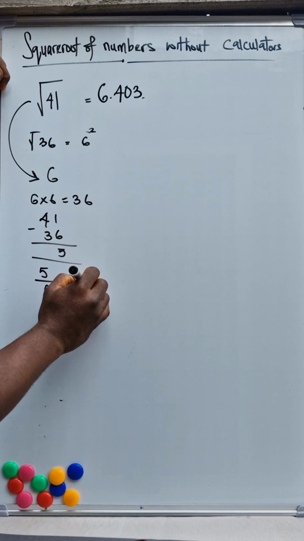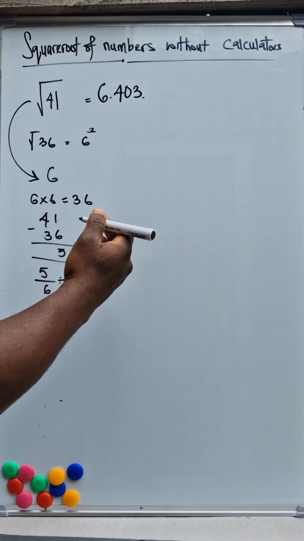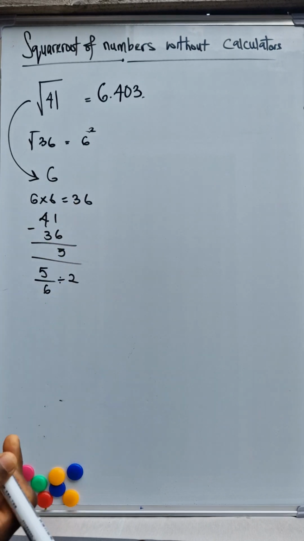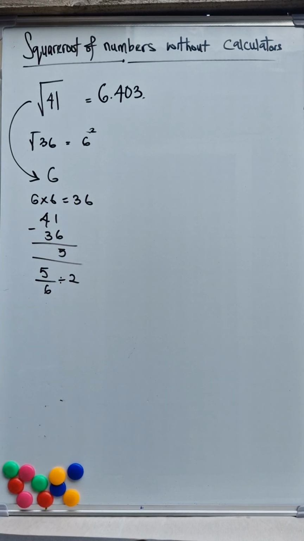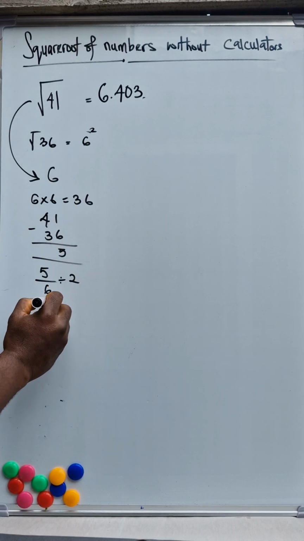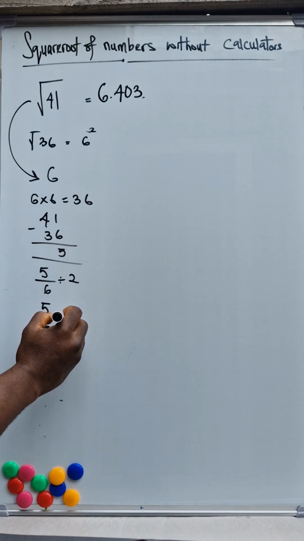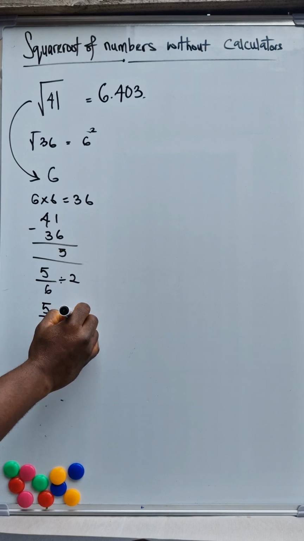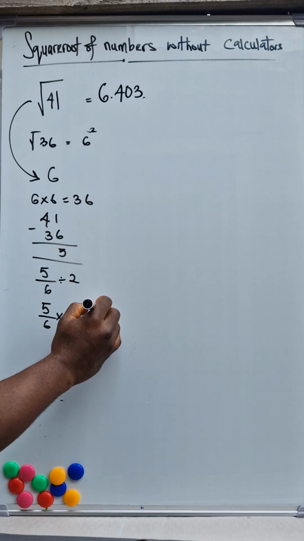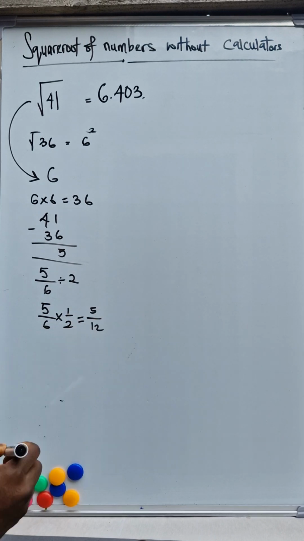divided by 2. You might be asking, where is 2 coming from? This 2, it is because it is square root, okay? If it was cube root, it would be 3. So this is 5 over 6. Using the skills we've learned in our fraction class, find the reciprocal of this, that will be 1 over 2. That leaves me with 5 over 12.